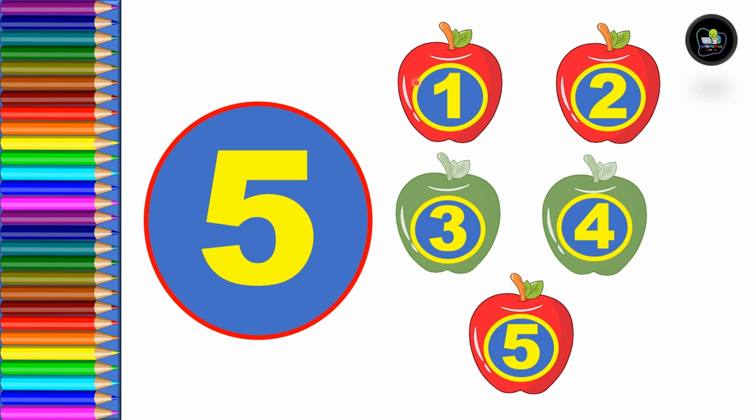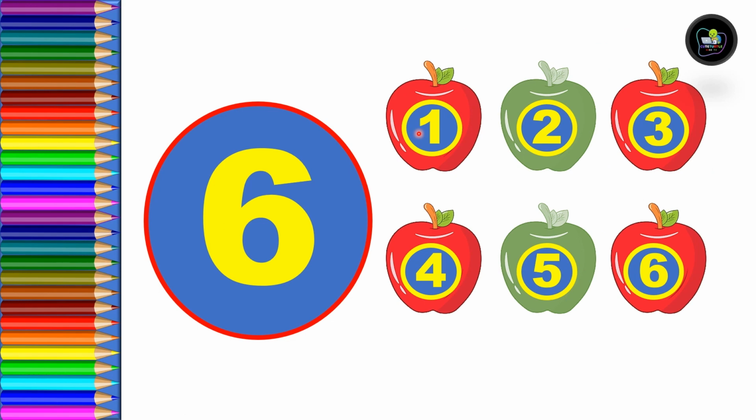5. 1, 2, 3, 4 and 5. You can see 2 green apples, 1, 2, 3 red apples. 3 plus 2 equal to 5. 5 apples.